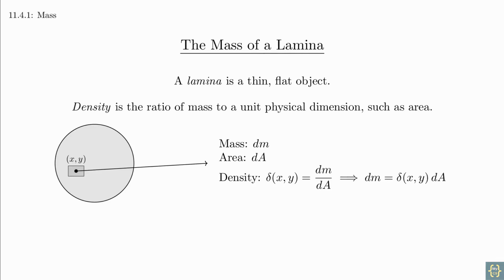Now that we've worked with the concept of density, let's try to get the total mass of the lamina. The total mass m is the sum of all those small masses dm. Each small mass can be calculated as the density multiplied by the area, which we will write as dA. So this is the formula for the total mass. From here, it's just setting up the integral as before.